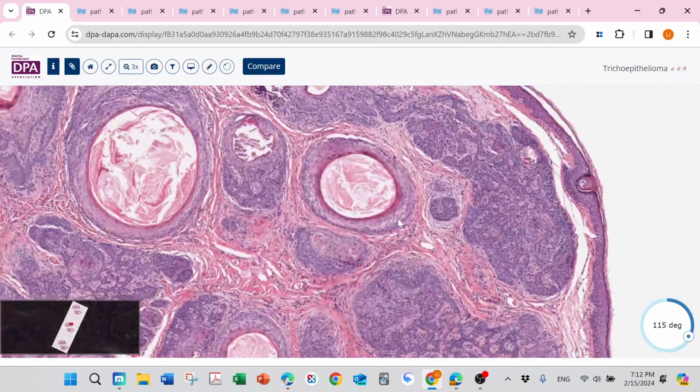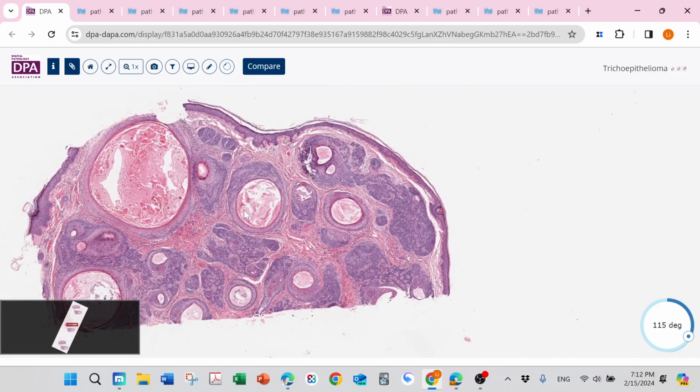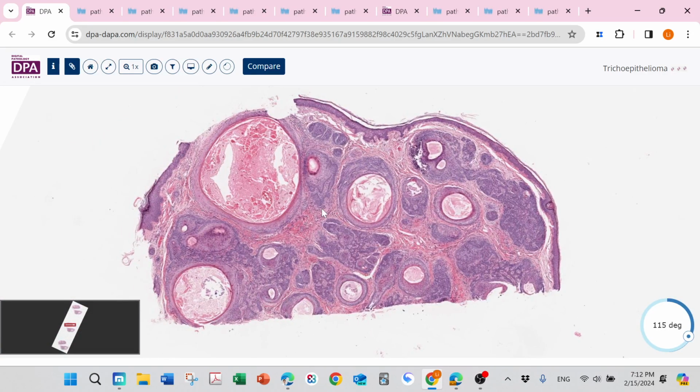If you're really not sure, you can do one stain to help you. That is CK20. CK20 can highlight the passenger Merkel cells, because in a benign lesion, there should be some Merkel cells around. So when you do CK20, you can highlight single individual CK20 positive passenger Merkel cells around. That is really good for a benign entity, trichoepithelioma.